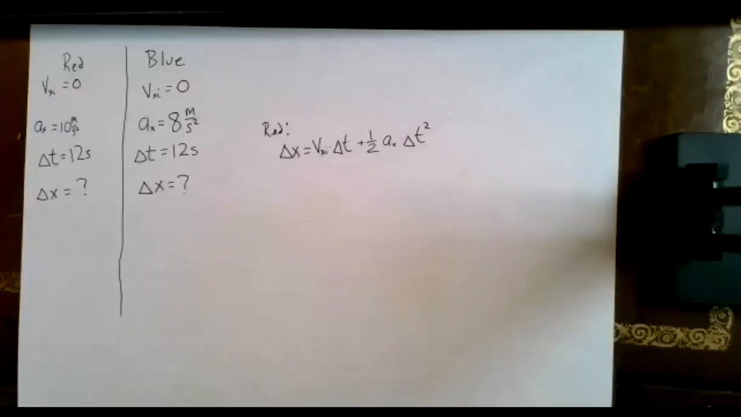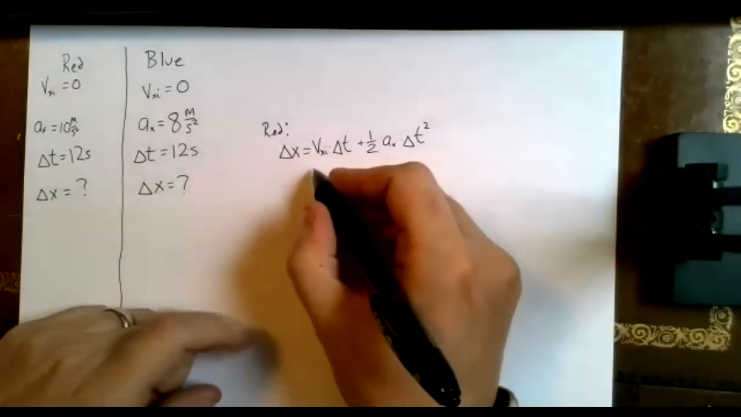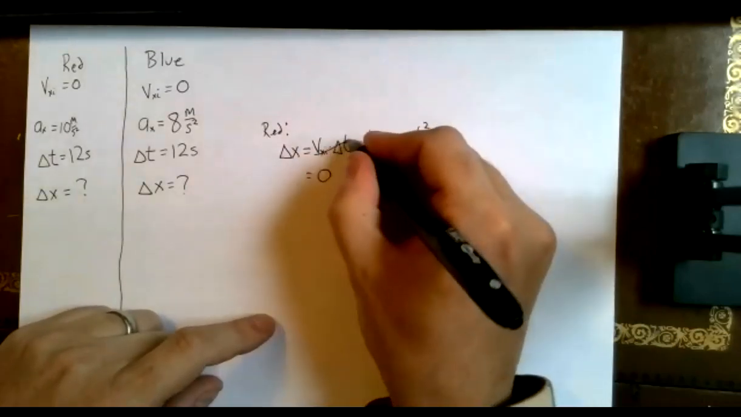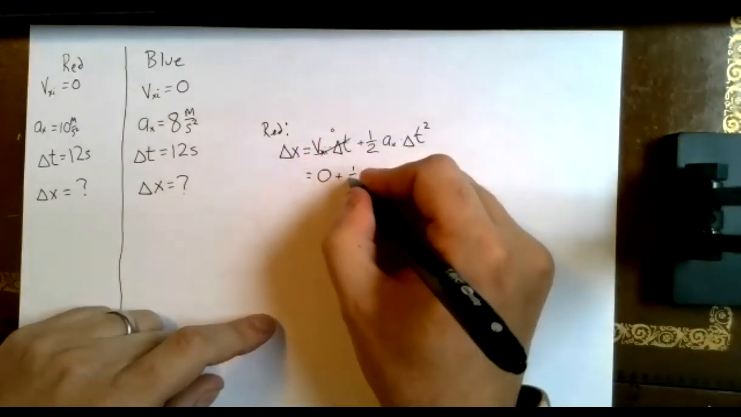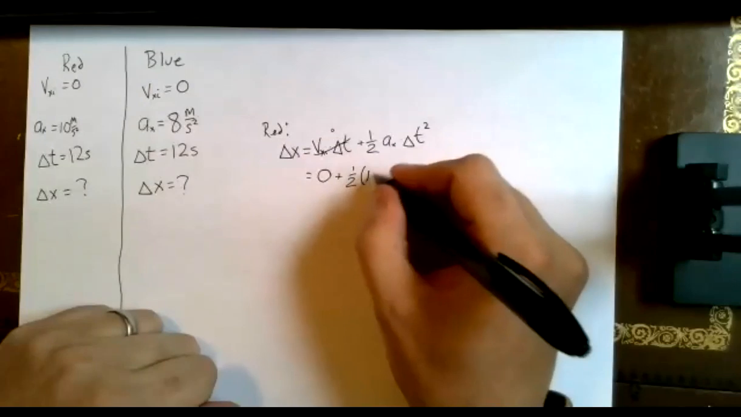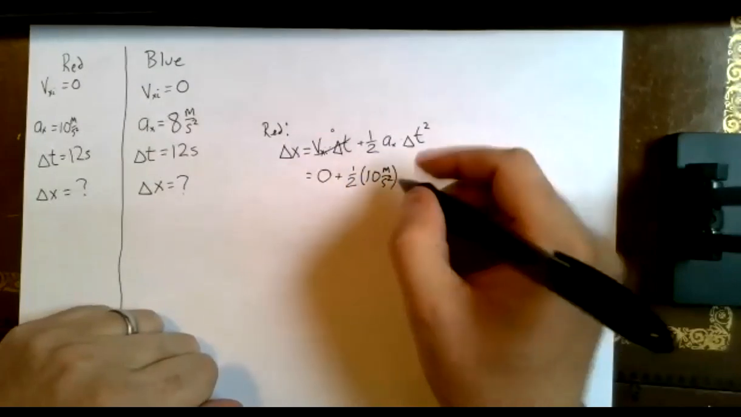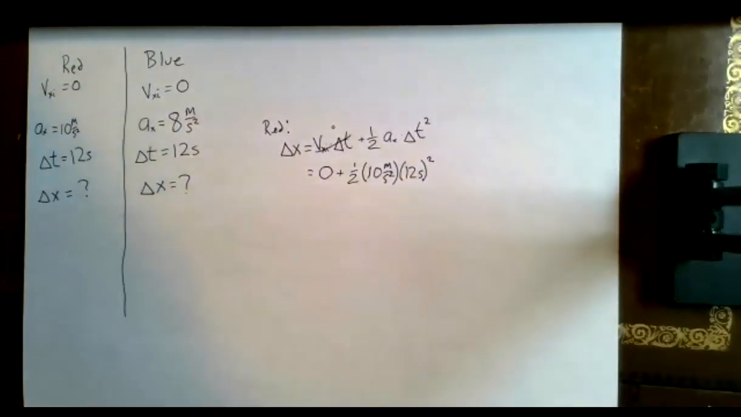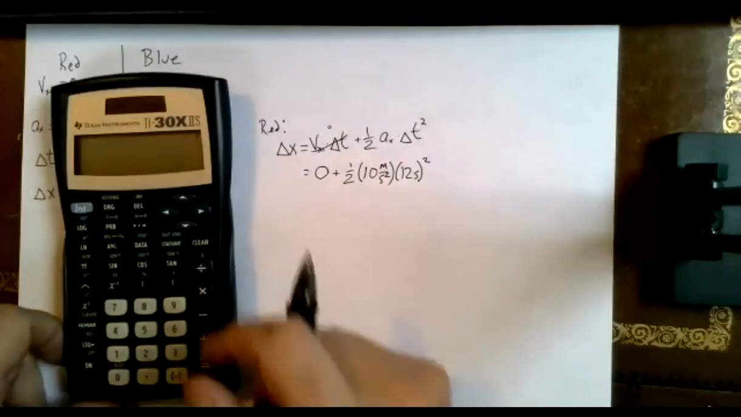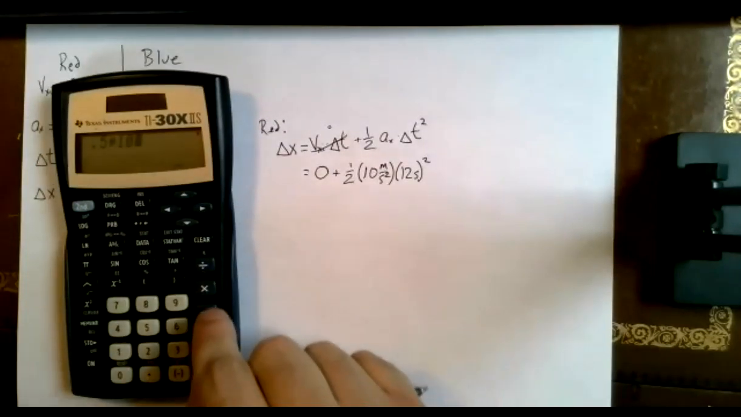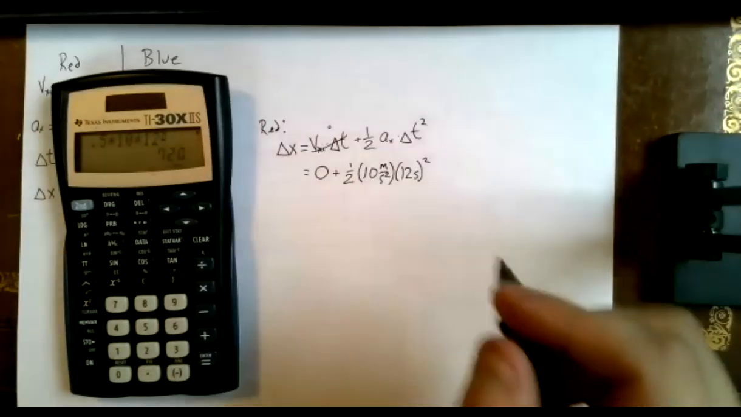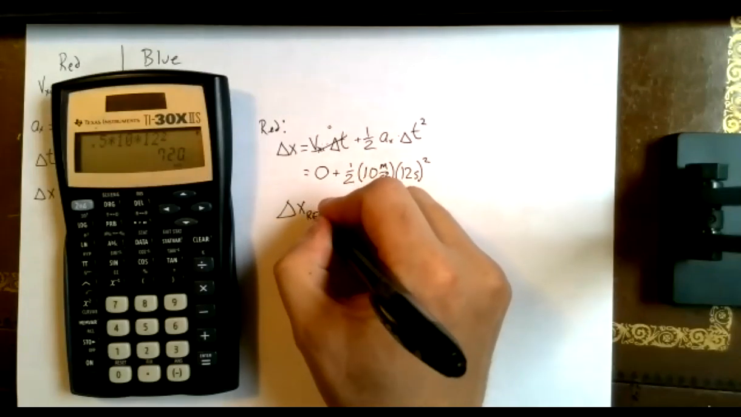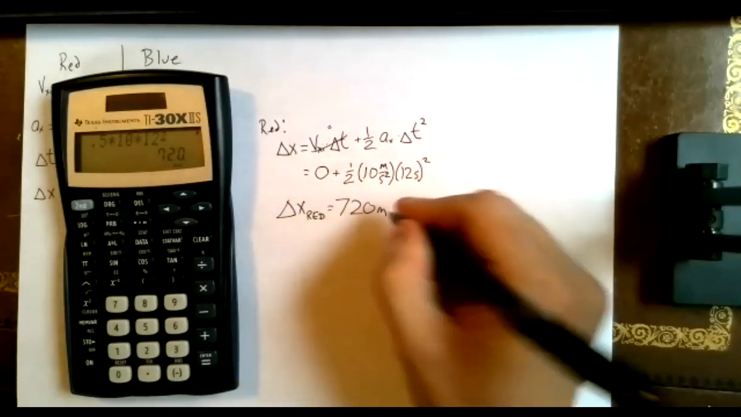And I'll plug in my numbers for the red car, and then I'll do the same thing for the blue car. We know it starts at rest, so the VXI times delta t is still going to be 0. And then I do plus 1/2 times, for the red car it was 10 meters per second squared, times 12 seconds, and I have to square that. So it looks like the red car gets to travel 0.5 times 10 times 12 squared, which is 720 meters. So delta x for the red car equals 720 meters.